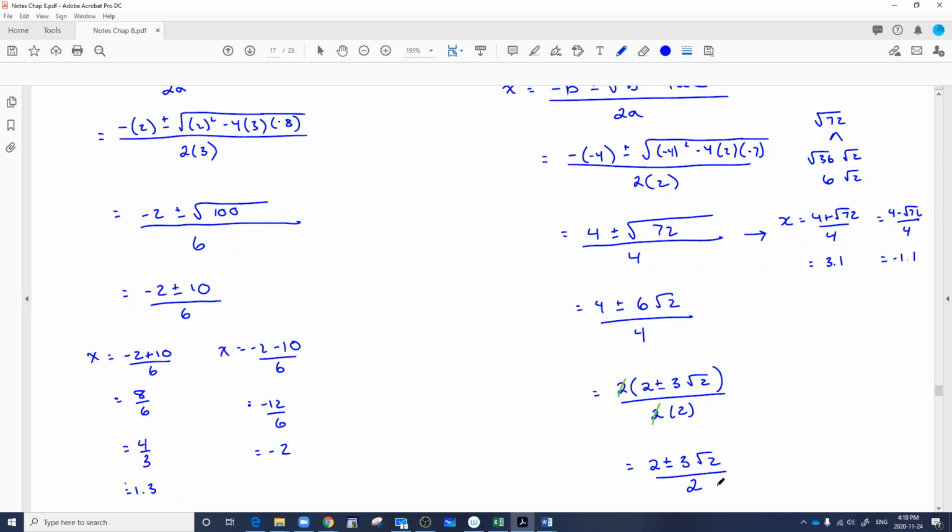This is fully simplified. And if I plugged this into my calculator, 2 plus 3 times root 2 all divided by 2, and 2 minus 3 times root 2 all divided by 2, I would get these two answers as well. And again, these are my approximate solutions because I had to round, and this is my exact solution because I didn't have to do any rounding.